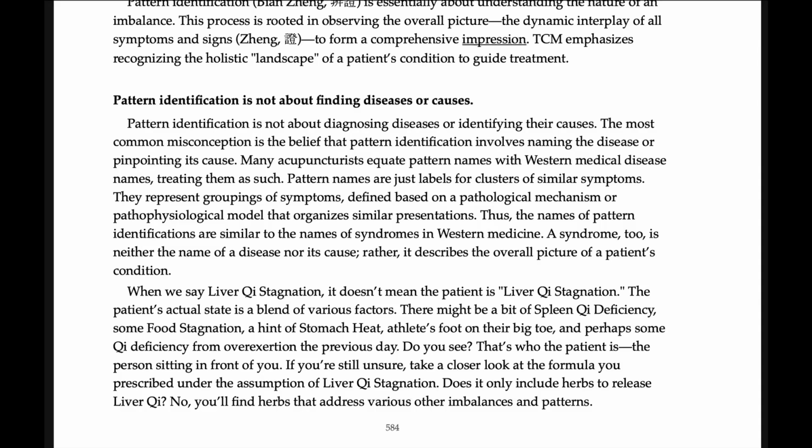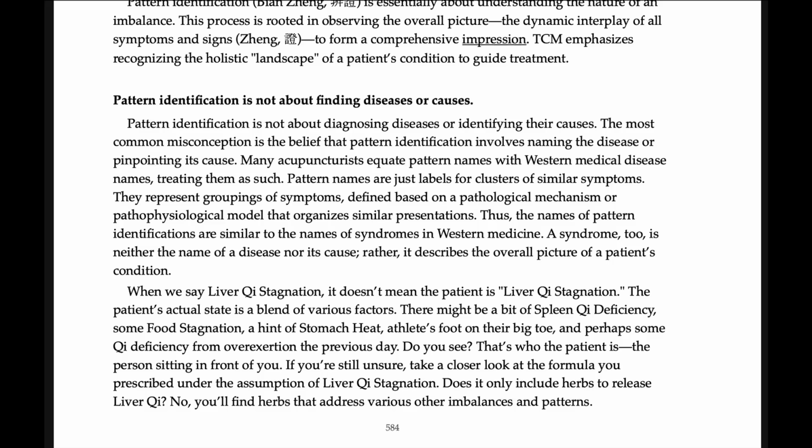When we say liver-qi stagnation, it doesn't mean the patient is liver-qi stagnation. The patient's actual state is a blend of various factors. There might be a bit of spleen-qi deficiency, some food stagnation, a hint of stomach heat, athlete's foot on their big toe, and perhaps some qi deficiency from overexertion the previous day. Do you see? That's who the patient is, the person sitting in front of you.